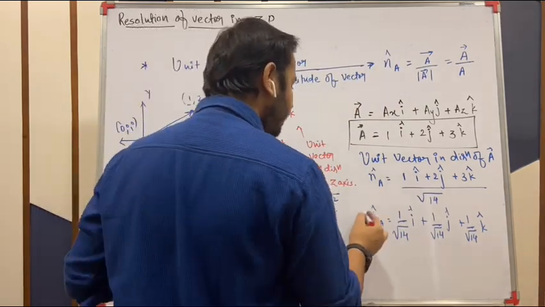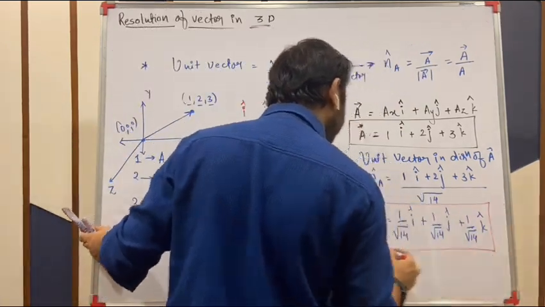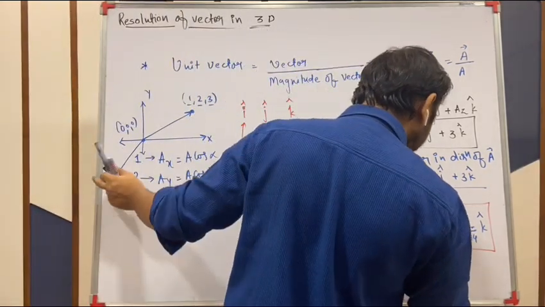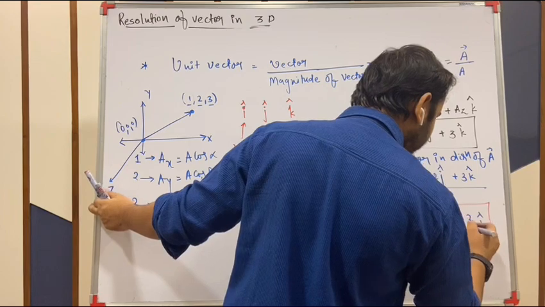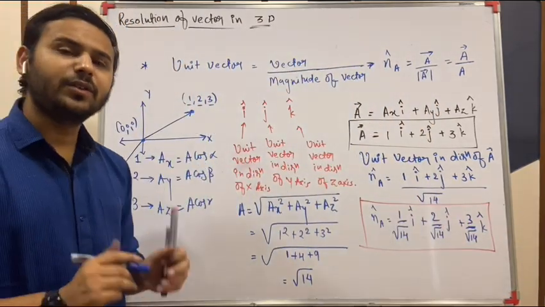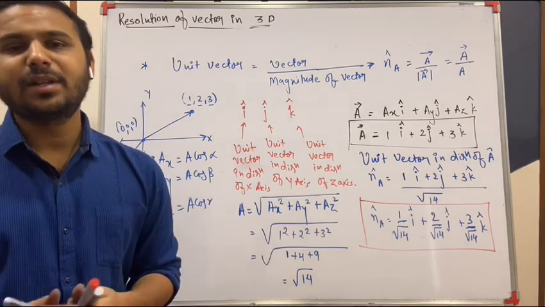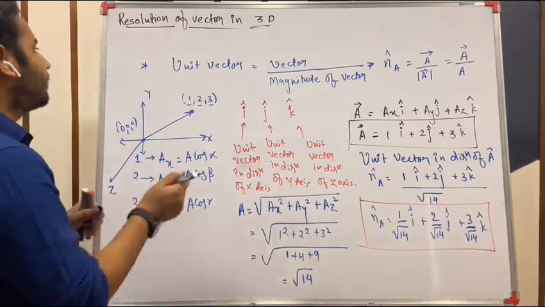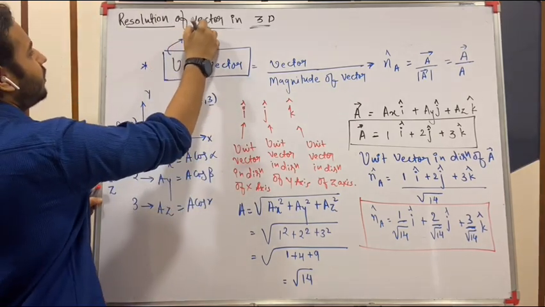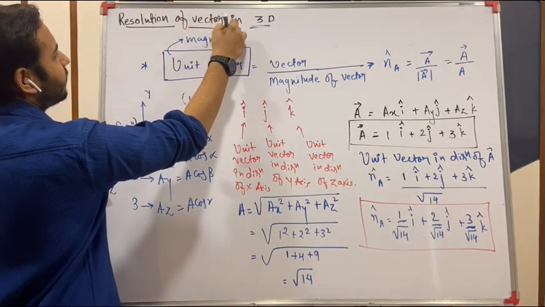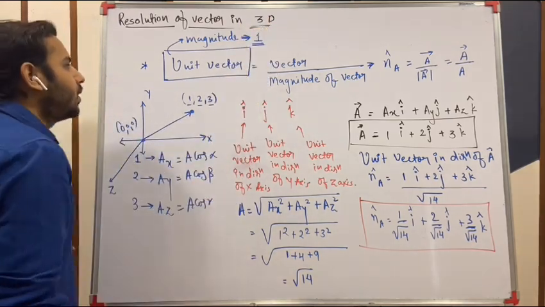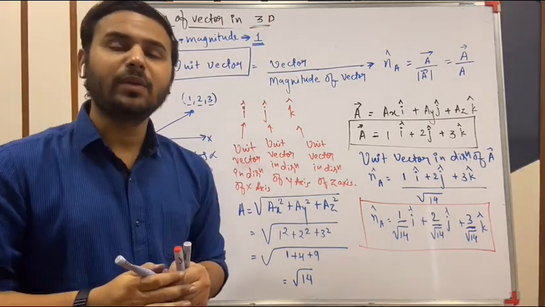Why is it called unit vector? Because its magnitude is 1 only. Understood? Magnitude of unit vector is 1 only. That's why it is called unit vector. Magnitude of this vector, any of the unit vectors in the universe, is 1. That's why it is called unit vector.